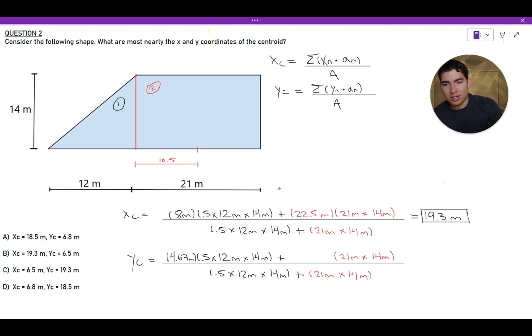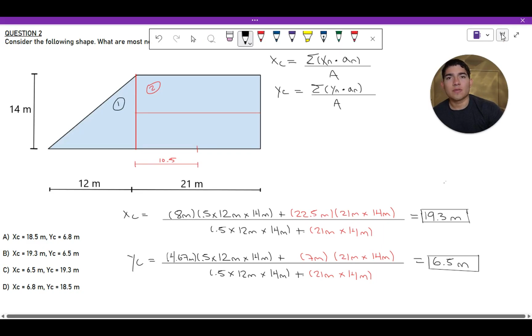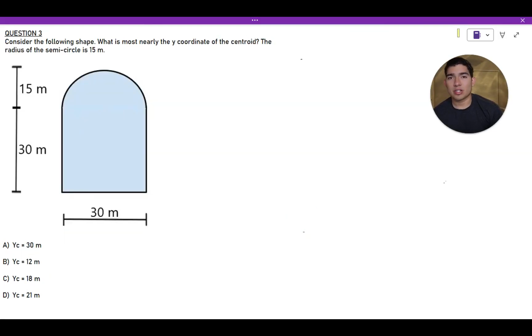And then finally, we need the y coordinate for the centroid of the second component, which is our rectangle. That would be just halfway up the rectangle, which is 7 meters right here. Once you put that in your calculator, you're going to get 6.5 meters as your answer. So if we take a look at the multiple choice, the answer for this one is going to be B.